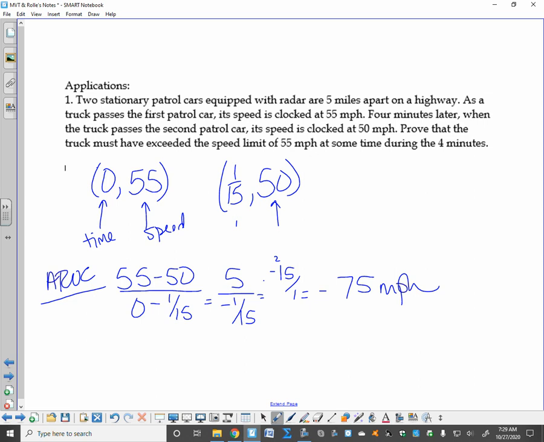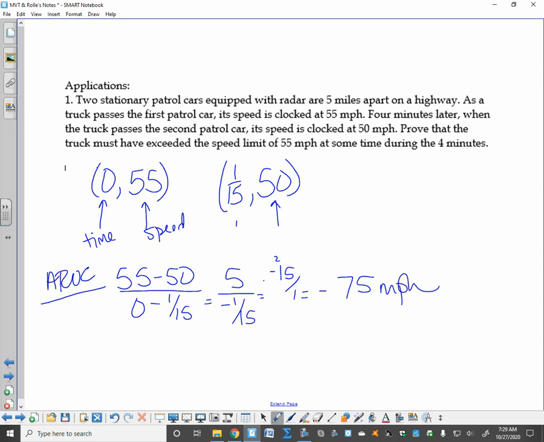The MVT says that there must exist an instantaneous speed during the interval 0 to 1/15 where his IROC equals his AROC. So where his instantaneous rate of speed has to equal 75 miles per hour. Therefore, the truck must have gone 75 miles per hour at some point during those 4 minutes.